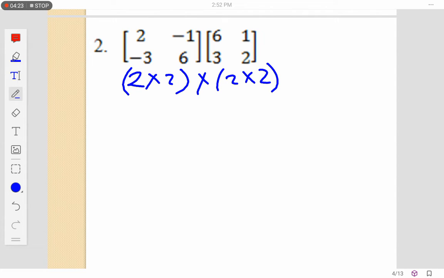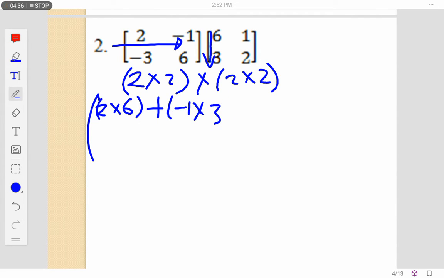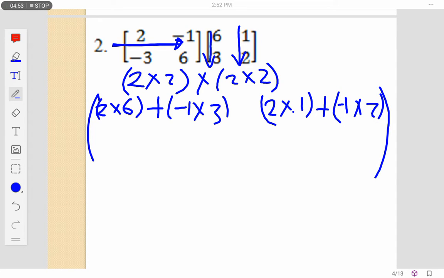We multiply. When multiplying, I take row by this column. I get 2 times 6 plus minus 1 times 3. Then I do this row again by the second column. I will get 2 times 1. Sorry, it's 2 times 1 there, plus minus 1 times 2. Okay, like that. Then I go down.